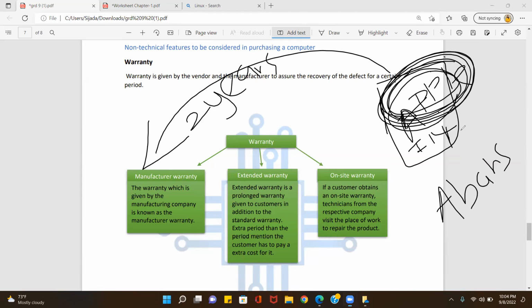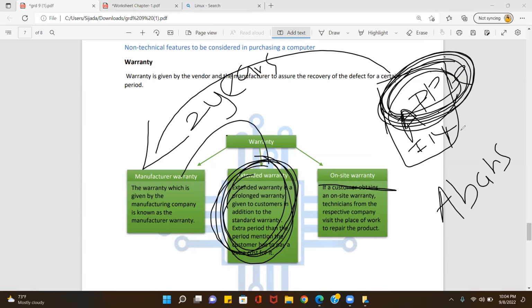Extended warranty means that if you are asking the manufacturer for more than the given 2 years, an extra time period, extra warranty, that is called extended warranty. Say I'm working in a company and I bought computers, and the manufacturer warranty is 2 years. Now I want 1 more year because I don't trust my employees, they might break the computer or do something, so I am very scared. So I want an extra warranty. That extra time period of warranty that I am getting is called extended warranty. From whom do you get the extended warranty? From the manufacturer. Then you have on-site warranty.